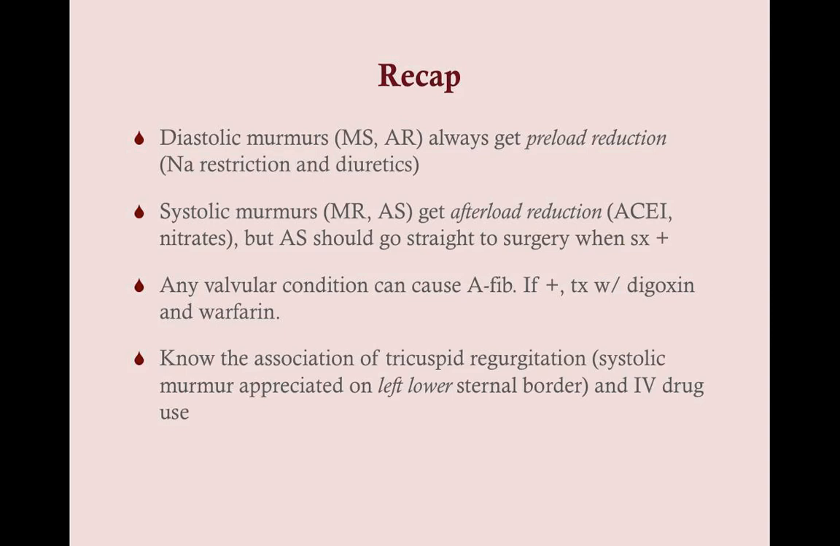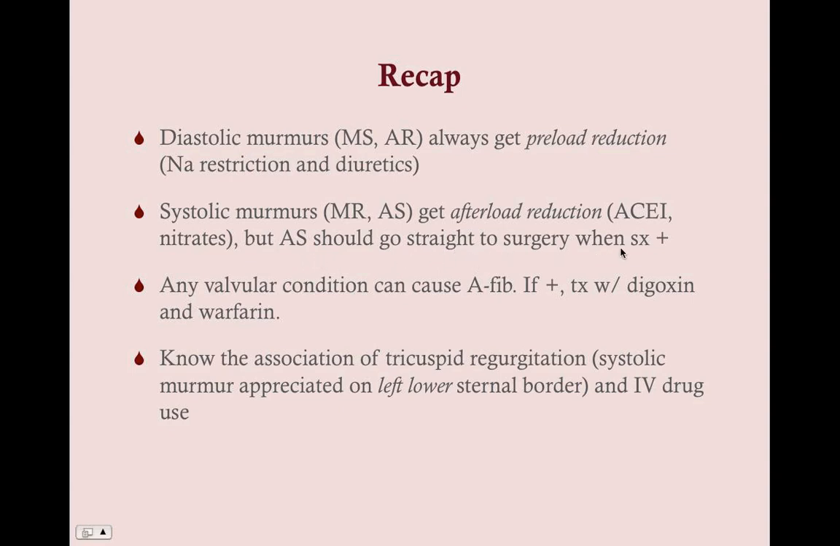So one more little recap here. Remember that diastolic murmurs always get diuretics, preload reduction, so that's mitral valve stenosis and aortic regurgitation are your diastolic murmurs. Systolic murmurs, which are mitral regurgitation and aortic stenosis, always get afterload reduction, which is ACE inhibitors and nitrates. But aortic stenosis, the optimal therapy is surgery.